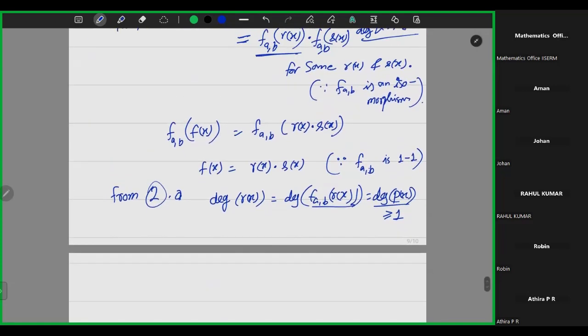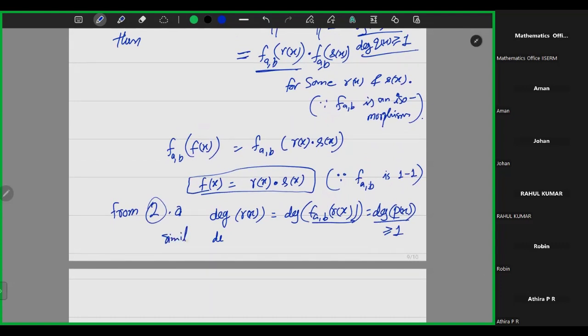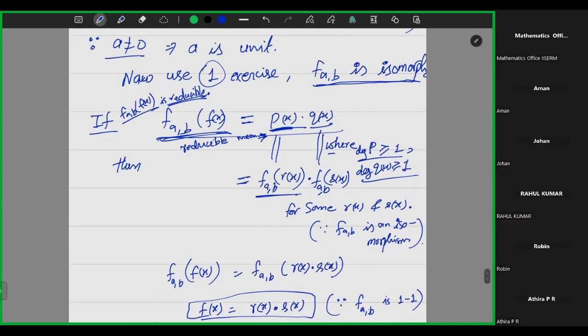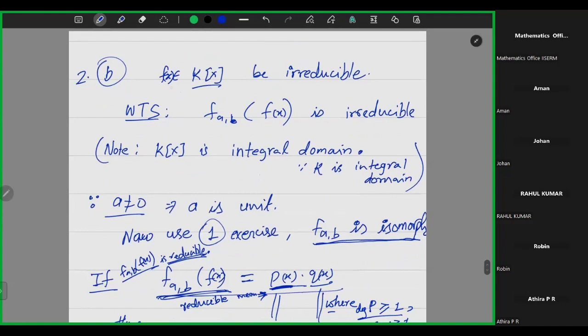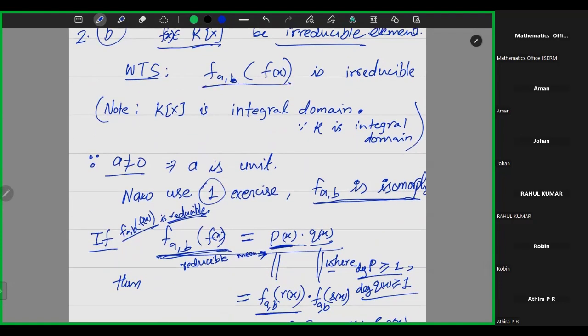Okay, so what do we get? Rx and Sx both have degree bigger than or equal to 1 by the same logic. Similarly, degree of Sx is bigger than or equal to 1. This implies Fx is reducible, and this is a contradiction, because Fx was irreducible, right? Fx, we took an irreducible element, and we wanted to show that its image is also irreducible.